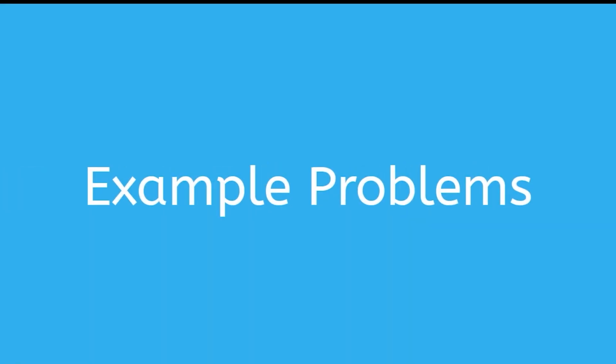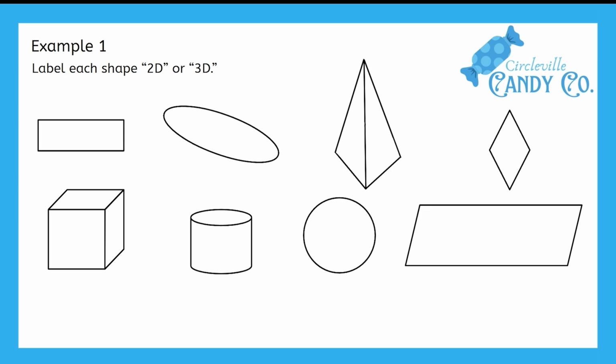Here's another example. The manual gets a bit more technical, so I want you to see this page. We're presented with a bunch of shapes, and we need to decide, are they 2D or 3D? Label each shape accordingly.